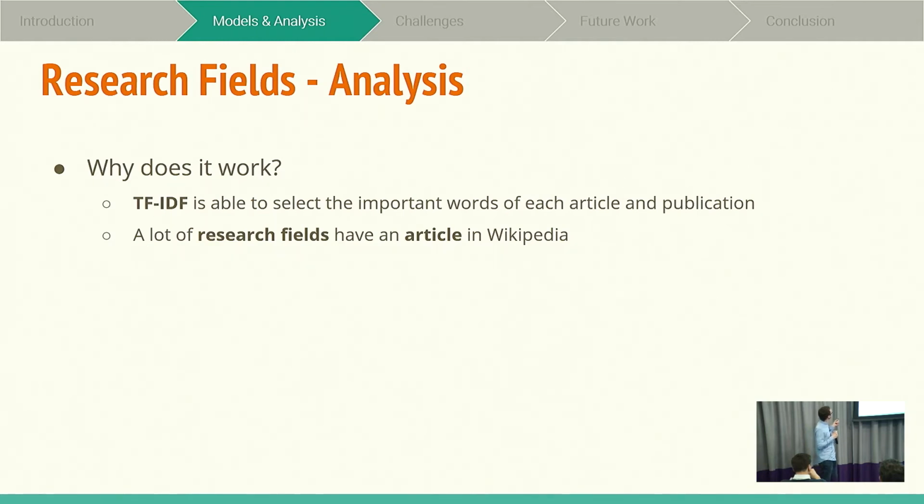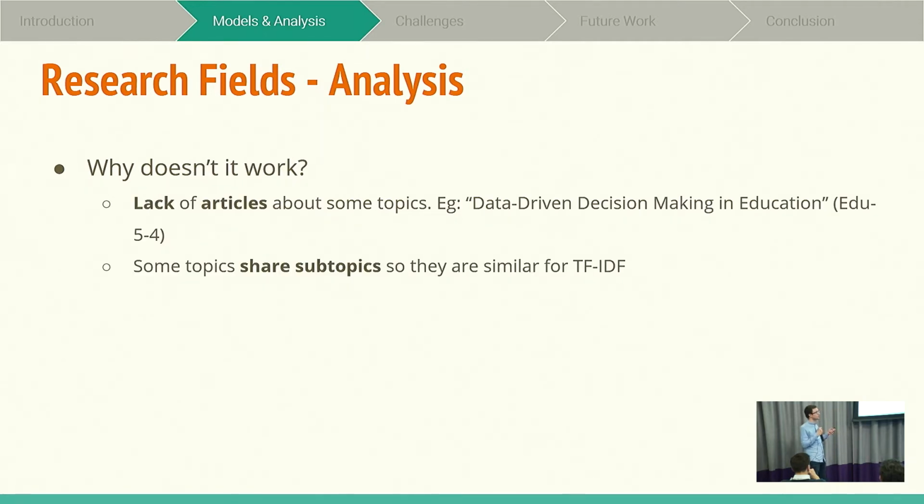So we think that it works because TF-IDF is able to know the important words of the text of Wikipedia articles and publications, so we can compare them. And also because in Wikipedia, there is a lot of articles about research fields. But of course, Wikipedia is not perfect and it doesn't have all articles about all research fields. So we have some lack of articles about some topics, like for example, data-driven decision-making in education. There is no such an article in Wikipedia. And also, as I said before, another problem we had is that when some topics share subtopics, then it got confused.